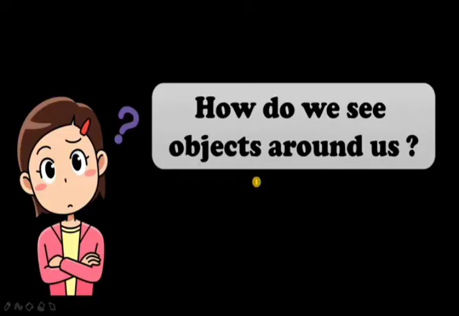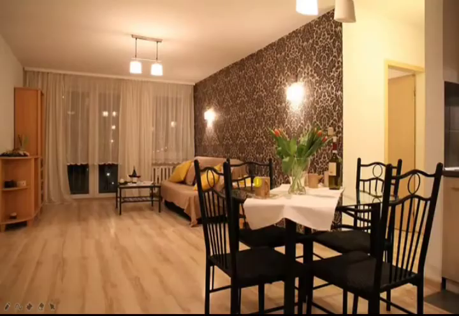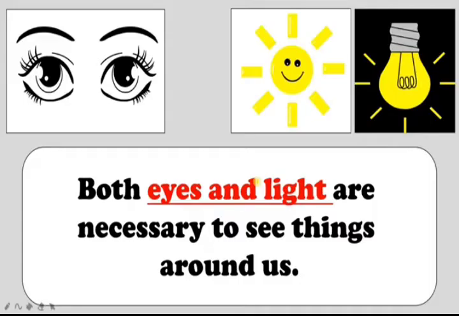Students, how do we see objects around us? What is the answer? It's very simple, you just switch on the light. When you switch on the light, you can see the things easily, right? Yes, you can see the table, the chair, the curtains, whatever is there.